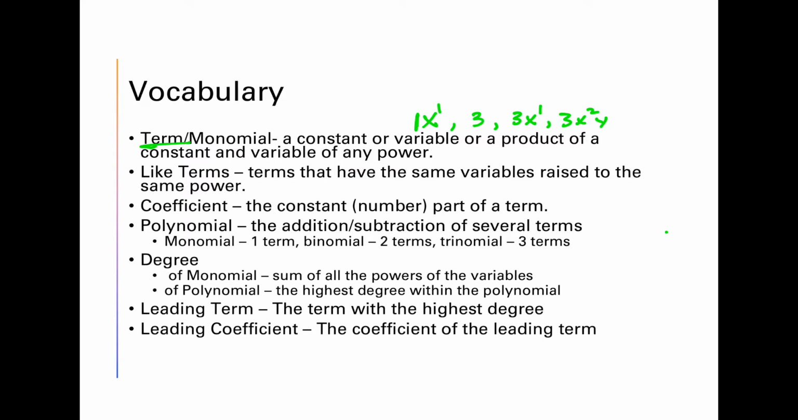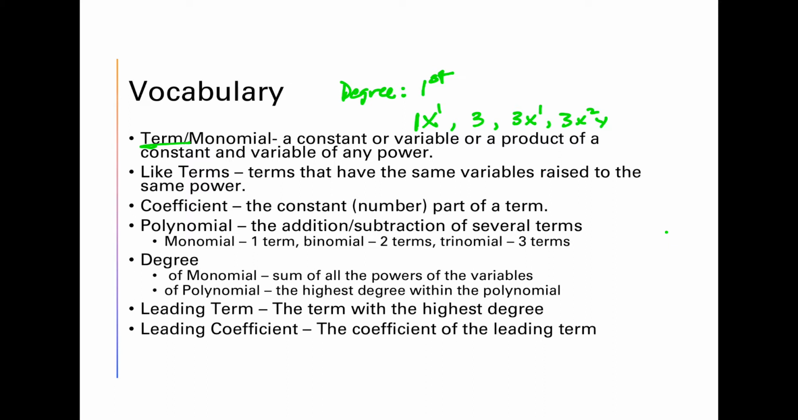When we talk about the degree, this really depends on whether we're talking about the monomial or the polynomial. When we talk about a monomial, we look at the sum of all the powers of the variables in that particular term, because a monomial is basically a term. So if we're looking at the examples I have written here, and we talk about the degree of each one of these monomials, the first one here is a first degree monomial because it has an x to the first power.